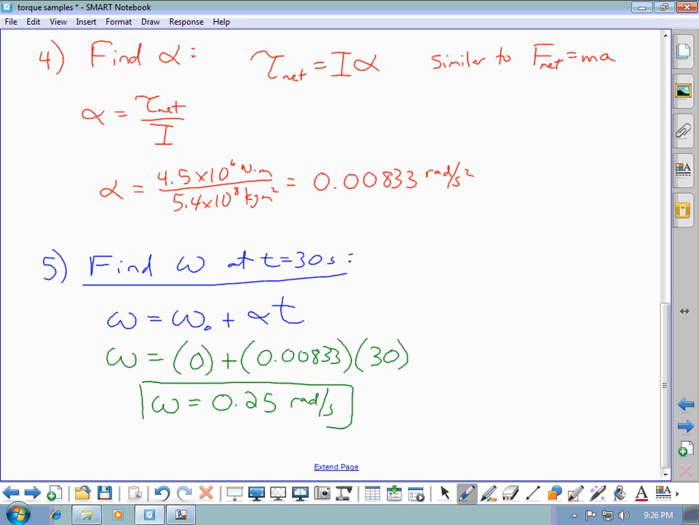Now, just like when we did kinematics for linear motion, you have to make sure that the angular acceleration is constant if you want to use kinematics to find the angular velocity. For this one, the directions of the thrust are always perpendicular to the circle that it's moving in. So that means that the angular acceleration is staying constant. The net torque is staying constant.